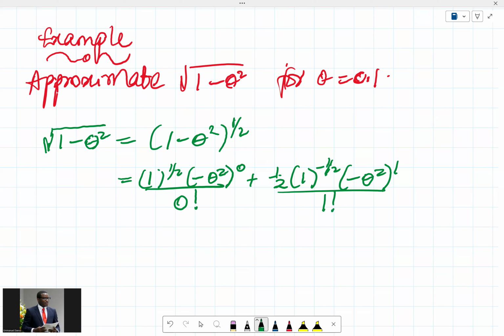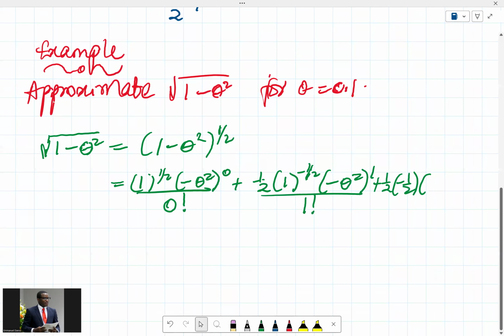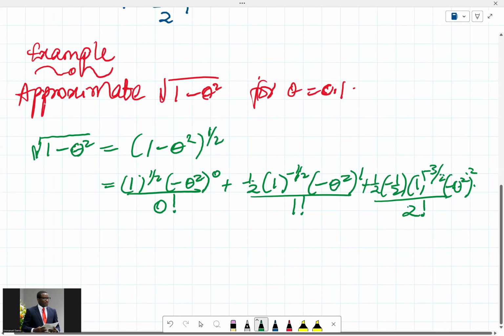Now, we might want to even take it further, and we have half into minus half into 1 raised to power minus half minus 1, that's minus 3 over 2. And then we have minus theta squared raised to power 2 divided by 2 factorial. We have all this. Of course, this is an approximation, since we can have infinite terms of this.